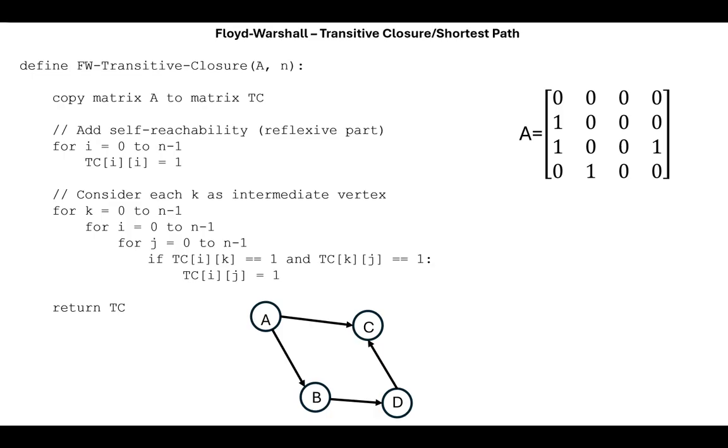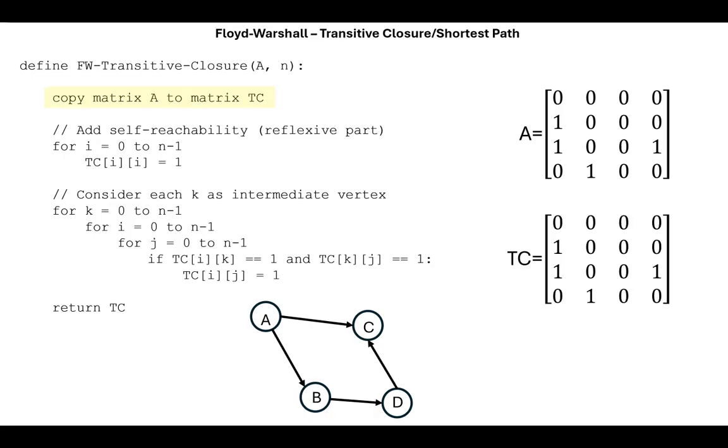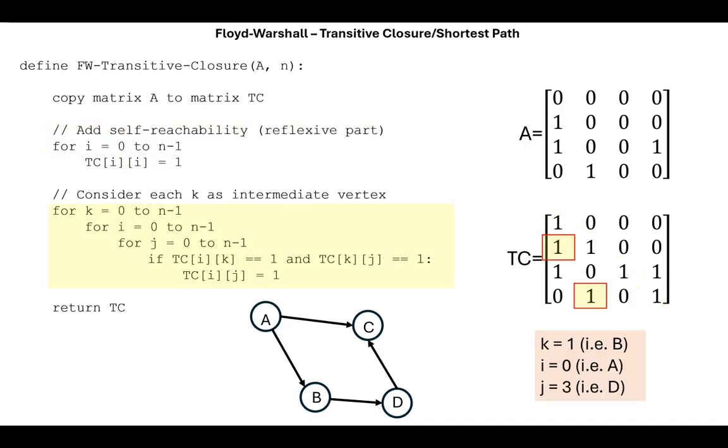The algorithm has two parts. First, we copy the matrix based on the existing edges. We start by adding edges from each node to itself, since each node is reachable from itself. Then we consider every other node as a stepping stone between every other pair of nodes. Note carefully the order of the variables here. Just as one example, we can see that if k equals 1, which is to say node B, there is a path from A to B and then from B to D, which means we can add an edge between A and D. We carry on doing this until we get the complete transitive closure.